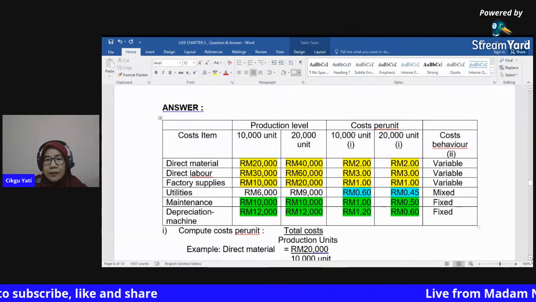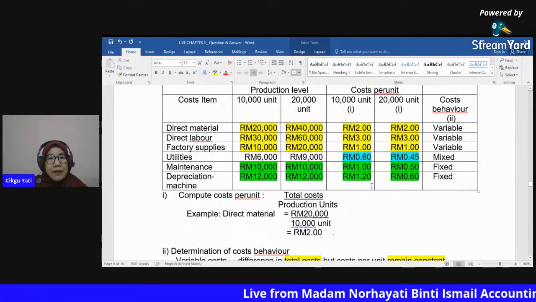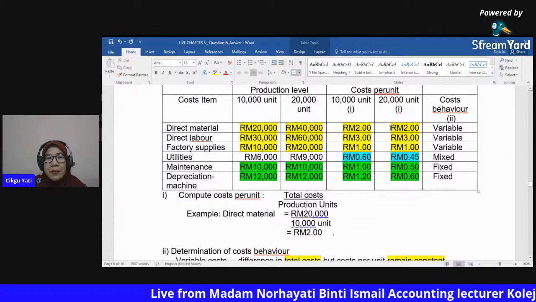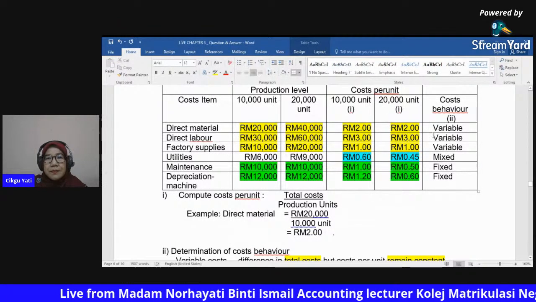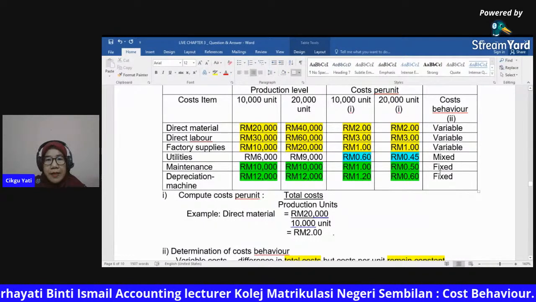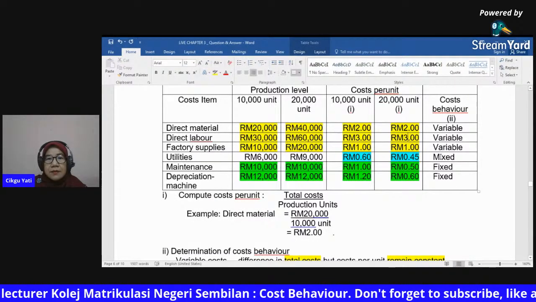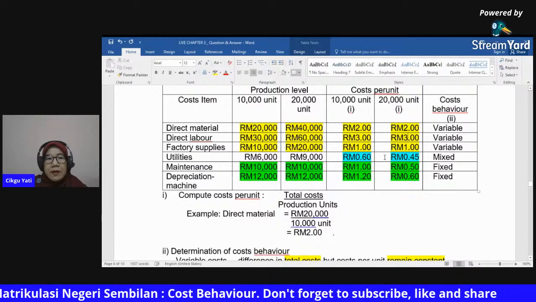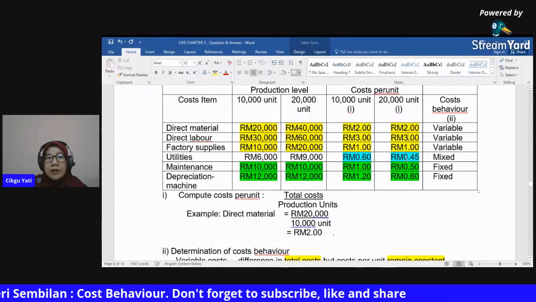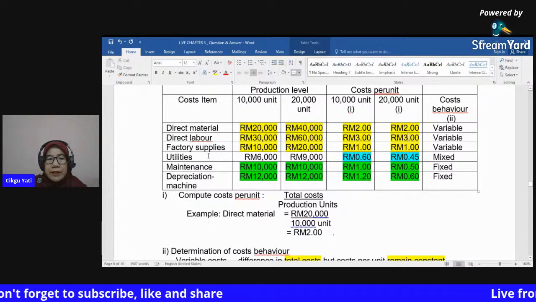Okay, the next one. So we have completed the table and we have classified the items as variable, fixed, and mixed. But we have to calculate the fixed cost and variable cost per unit for the mixed cost, that is utilities.